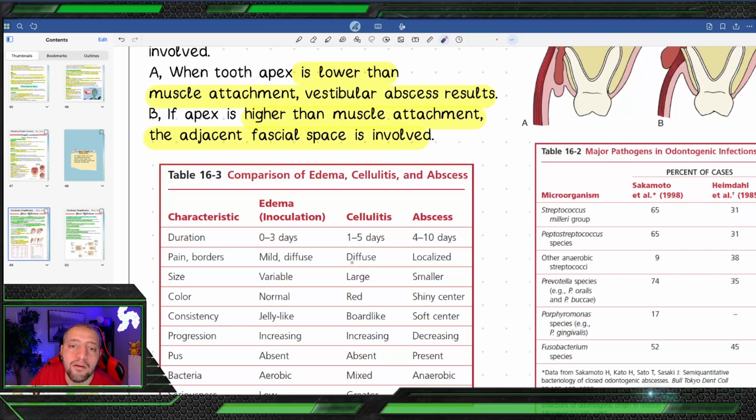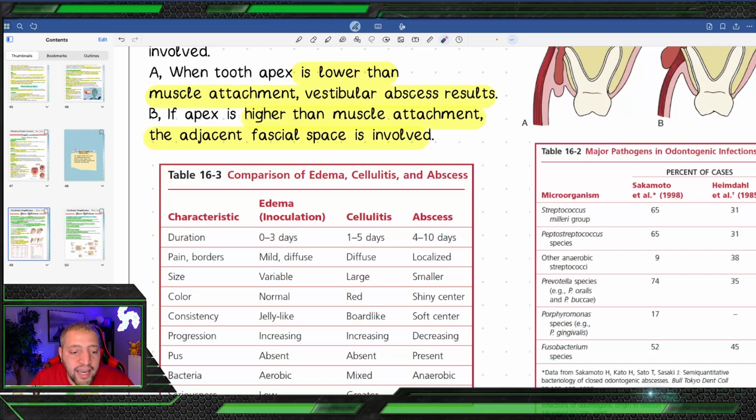Because cellulitis, most likely, it will go to space. And the size, as it goes to space, it will be large, it will be red in color and board-like in consistency, and it's increasing because the infection is moving in the spaces. And the pus is absent. Why? Because the pus is inside the fascial spaces.